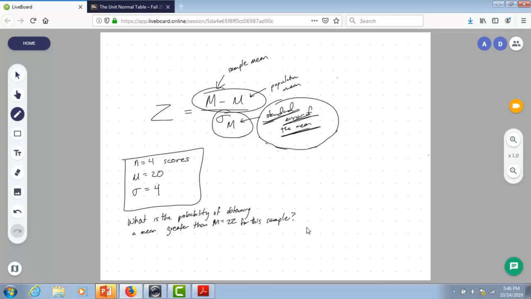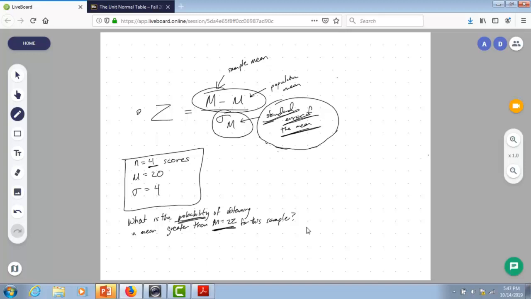So we have n equals 4 scores. We know that the distribution of means may not be normal because that's a really low sample size. We have a population mean of 20, a population standard deviation of 4, and we need to find the probability of obtaining a mean greater than M equals 22. Up here, we have the formula that we need. We have M minus the population mean over the standard error of the mean.